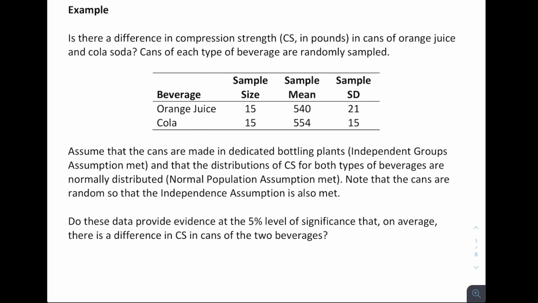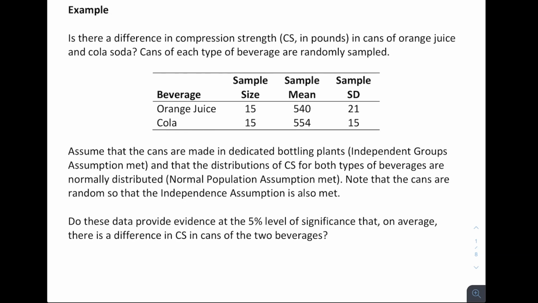Asking, is there a difference in the compression strength, which I've denoted CS, measured in pounds, between cans of orange juice and cans of cola soda? We randomly sample cans of each type, 15 cans of orange juice, 15 cans of cola, each with their sample mean and sample standard deviation of compression strength.